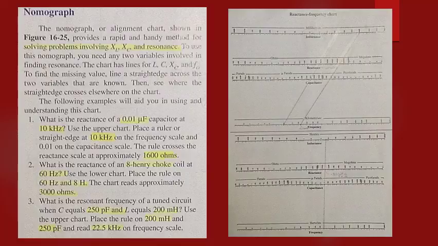Just to go through number 1, what is the reactance of a 0.01 microfarad capacitor at 10 kilohertz? For this, you use the upper chart, place the ruler or straight edge at the 10 kilohertz on the frequency scale and 0.01 on the capacitance scale. The rule crosses the reactance scale approximately at 1600 ohms, and that is the case. You can zoom in and see that line crossing the 1600 ohms. I know it's a bit fuzzy, but you can see this chart in the text or look for one, download one from the internet.